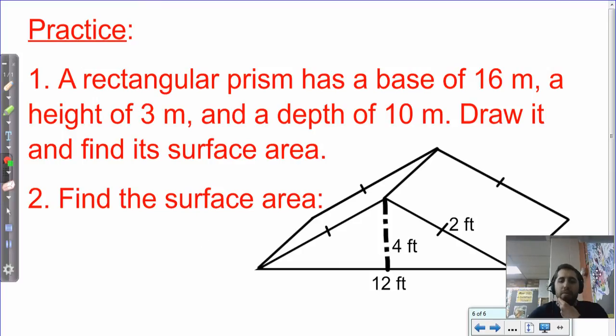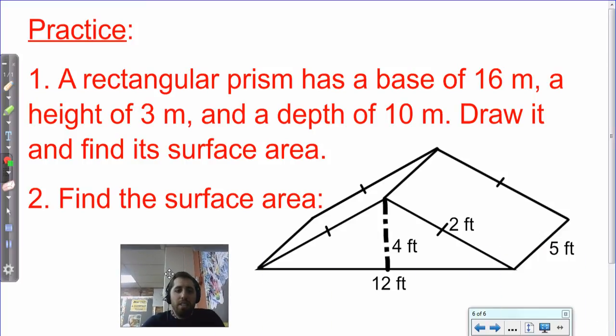And then the second one, this is the same looking shape, a triangular prism from a different homework video I had you guys watch, but I'm going to have you find the surface area instead of the volume this time. So this front face is a triangle with a base of 12 feet and a height of 4 feet, and this time you do need to know that the other two sides are 2 feet. So think about all the shapes that make up those faces and find the surface areas.